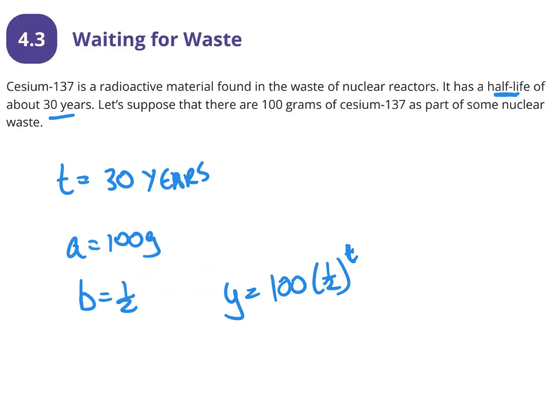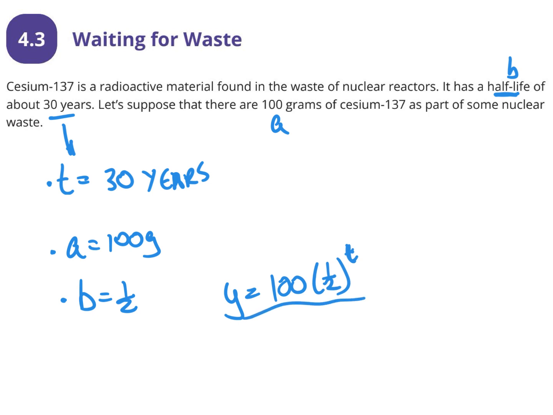So reading through the problem, we're talking about half-life. That's our B. 100 grams is our A. And the time is 30 years. So time equals 30 years. A equals 100 grams. That's our start. And B, half-life. That means our B is a half. We translate it into this equation where T stands for 30 years.